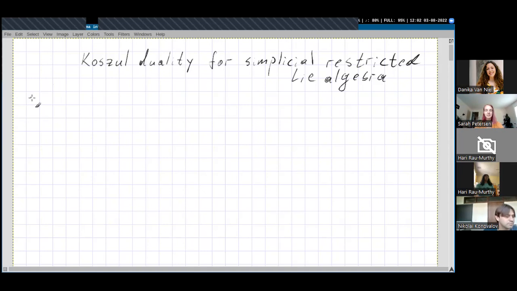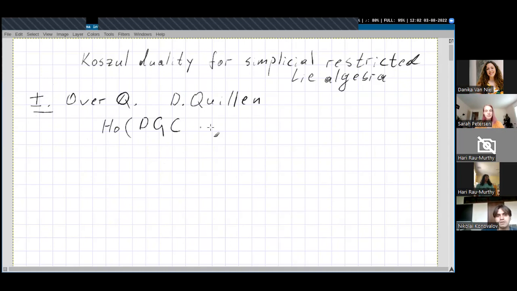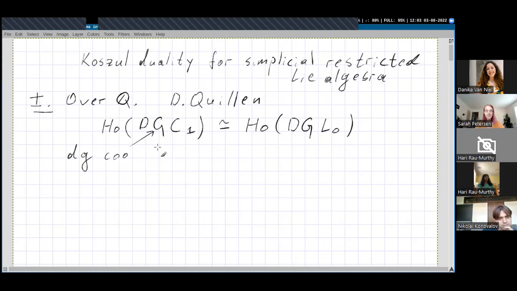So over Q, I recall that the homotopy category of differential graded coalgebras, one connected, is equivalent to the homotopy category of differential graded Lie algebras over Q, zero connected. One stands for one connected.